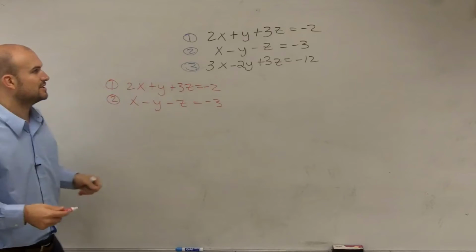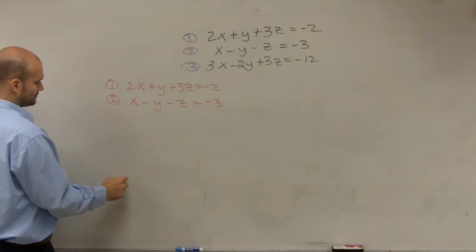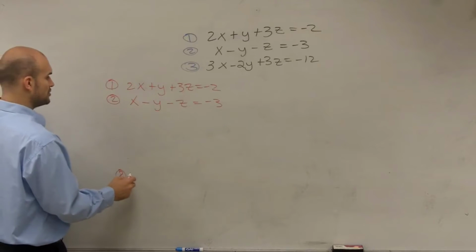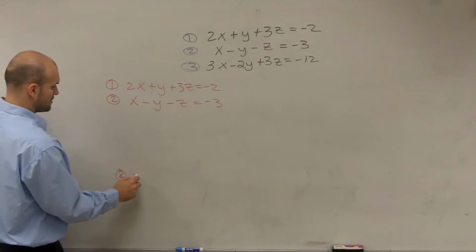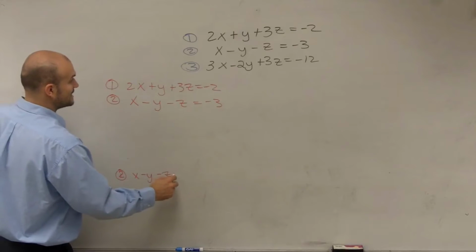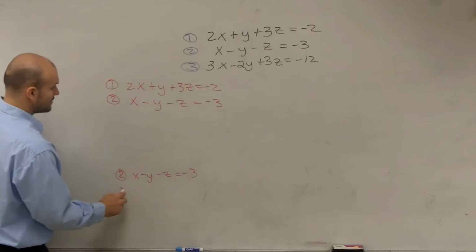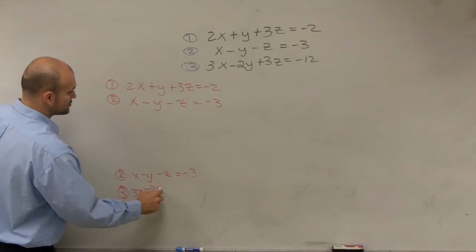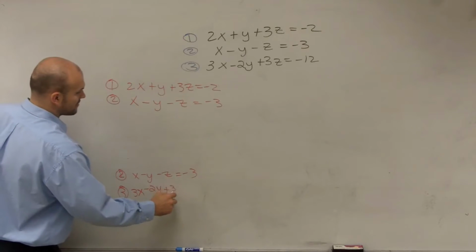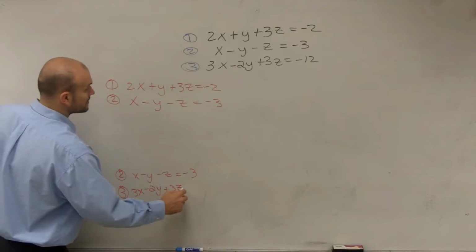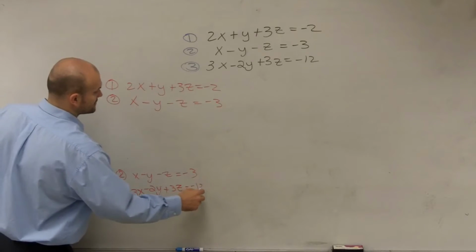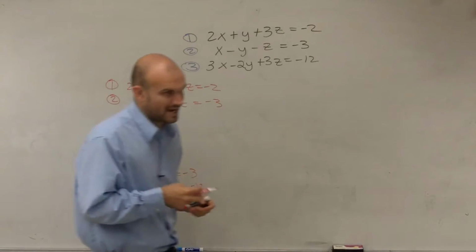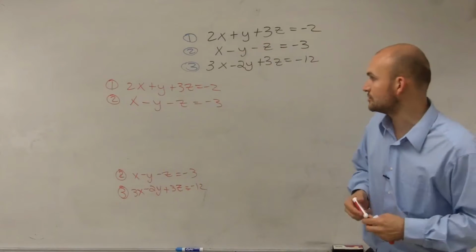Then I'm going to take equations 2 and 3. So 2 would be x minus y minus z equals negative 3. And equation 3 would be 3x minus 2y plus 3z equals negative 12. Now, does anybody know why I chose equation number 1 and 2 and 2 and 3?